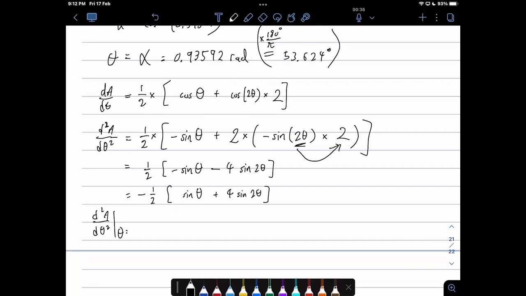Theta equals 0.93592 radians. Okay, so make sure your calculator is in radian mode. So let's just type it in. Negative half times sine of 0.93592 plus 4 times sine of, take note that this 2 theta has a pair of brackets around it. So you have to multiply 2 to the 0.93592. Okay, I need to close my brackets. Let me double check my work first.